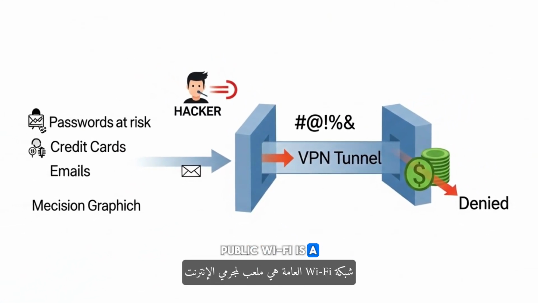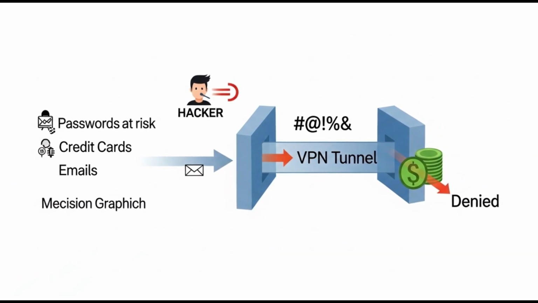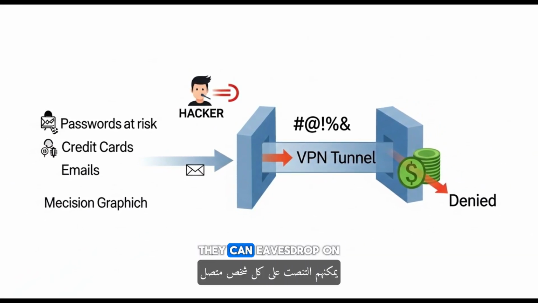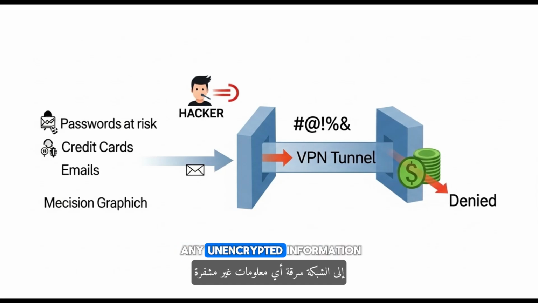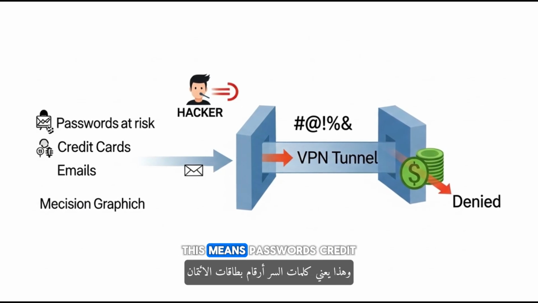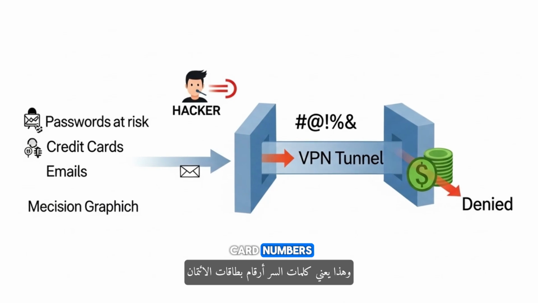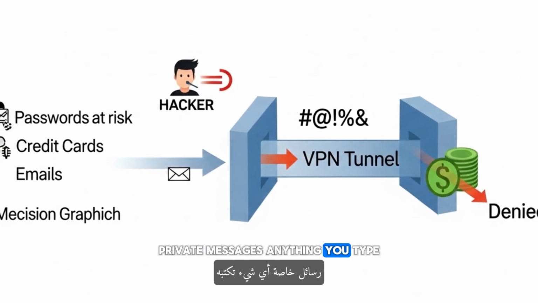Public Wi-Fi is a playground for cybercriminals. Using special software, they can eavesdrop on everyone connected to the network, stealing any unencrypted information. This means passwords, credit card numbers, private messages, anything you type.